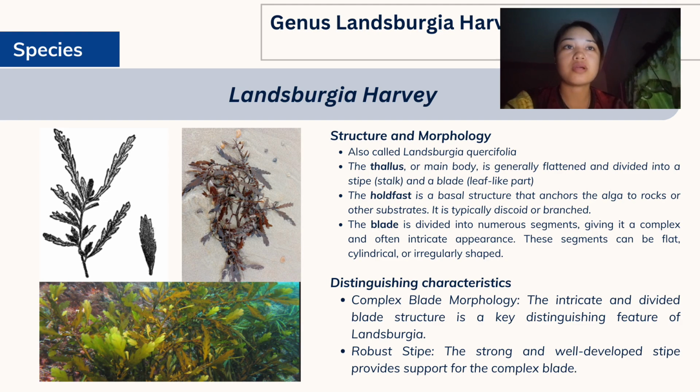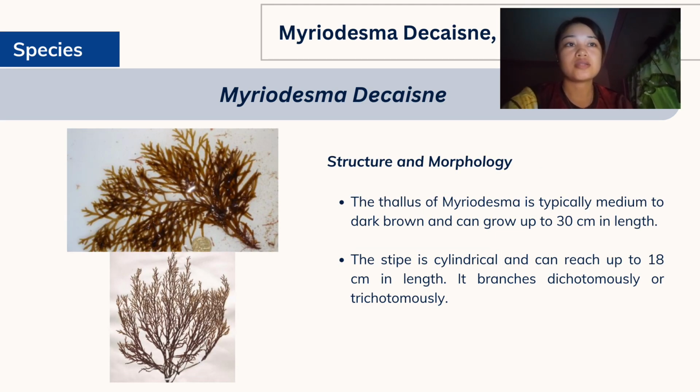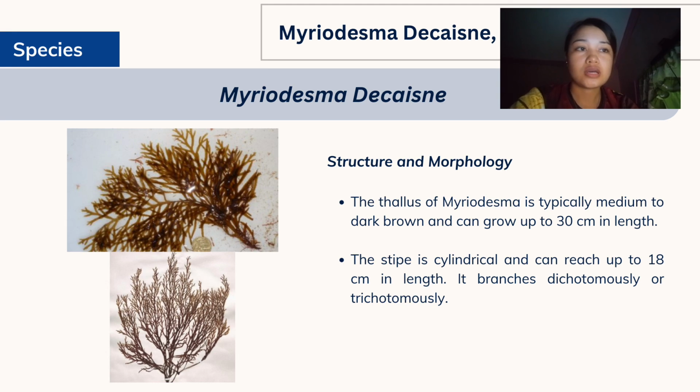Next is the Mariodesmadicaisne. The thallus of this species is typically medium to dark brown and can grow up to 30 cm in length. And this type is cylindrical and can reach up to 18 cm in length, and it branches dichotomously or trichotomously.